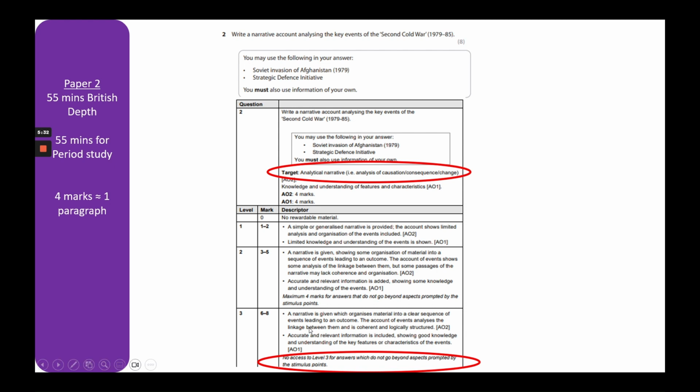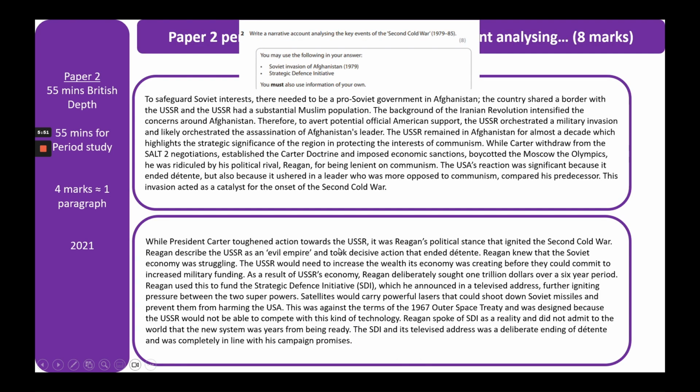And then at the bottom there, you are limited if you only write about the Soviet invasion of Afghanistan and the Strategic Defence Initiative. So you can't access level 3 on the mark scheme, and maximum 4 marks here for answers that do not go beyond aspects prompted by the stimulus points. So I think this is a good answer. I've stuck to a paragraph per 4 marks. So we'll go into it now and then I'll relate it back to the mark scheme.